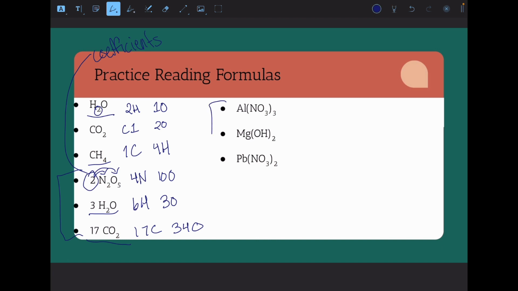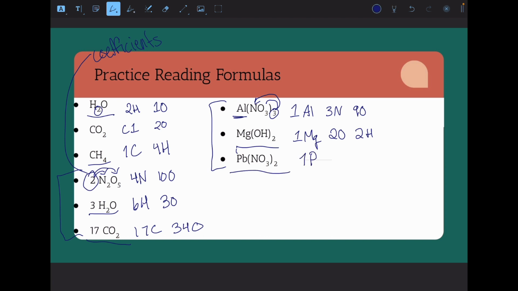And then the last thing we want to talk about here are these weird parentheses ones. The parentheses ones, this little number applies to everything inside the parentheses, but not to the thing outside of it. So we only have 1 aluminum, 3 nitrogens, and 9 oxygens. Down here we have 1 magnesium, 2 oxygens, and 2 hydrogens. And then like right here we have 1 lead, Pb is lead, 2 nitrogens, and 6 oxygens. That's how you read a chemical formula.